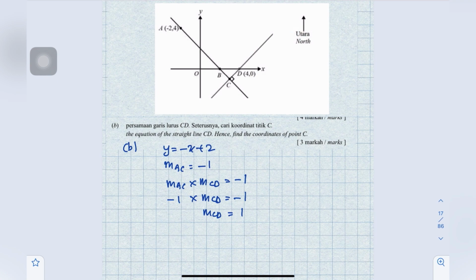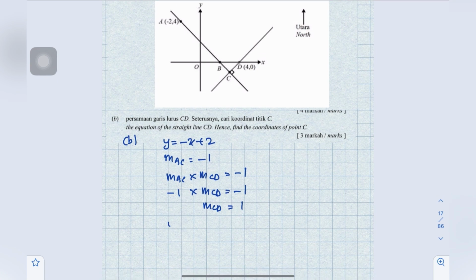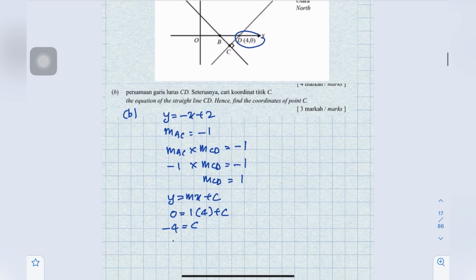Okay, so for the equation of CD, substitute into y equals mx plus c. So it passes through point D. So masukkan y is 0, m is 1, x is 4. So then c equals negative 4. So the equation of CD is y equals x minus 4.